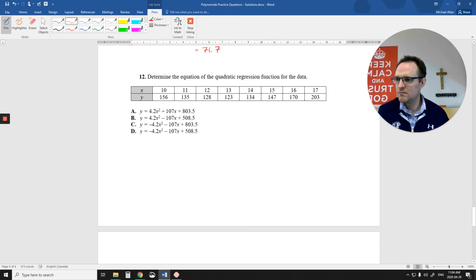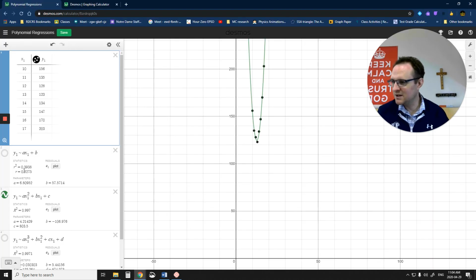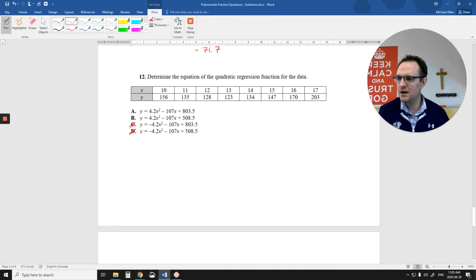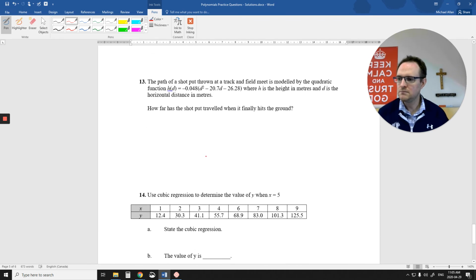It's got to be A or B because I have a positive A value. They all have a negative 107, so that doesn't help me. But my C value is 803.5. Let's go back to the question. 803.5. That's A, right? Because these ones match, but we already crossed this one off because the A value is wrong. Cool. Okay, so we have 2 more questions, sorry.